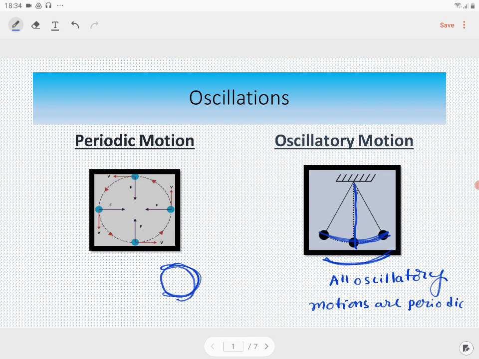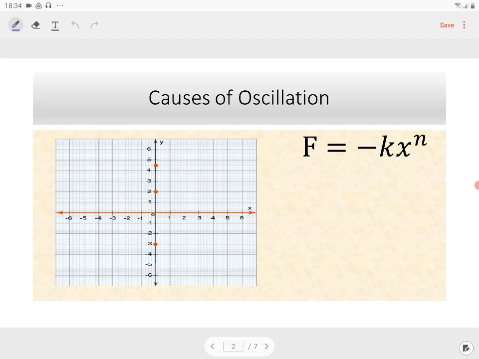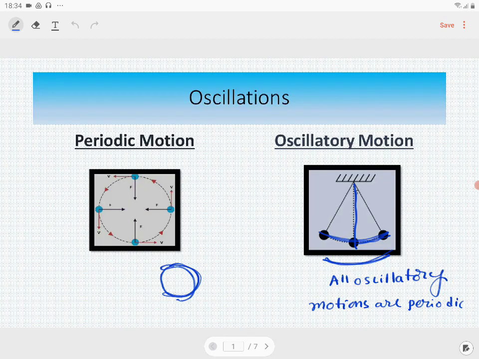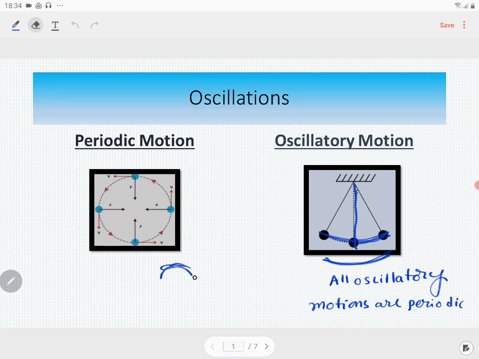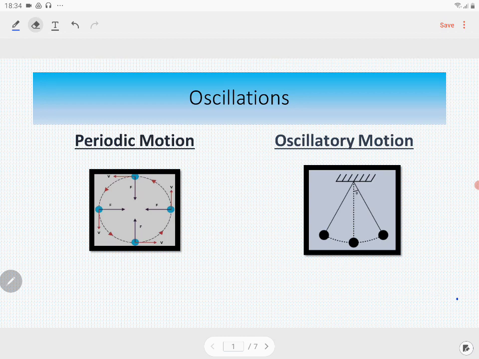Now we understood what is oscillatory motion and periodic motion. There is one more type of motion called vibratory motion. What is vibratory motion? Vibratory motion is nothing but oscillatory motion with a high frequency. So the same oscillatory motion but with high frequency is called vibratory motion. We say atoms vibrate. In a solid, all the atoms vibrate. We don't say oscillate because atoms have more frequency.